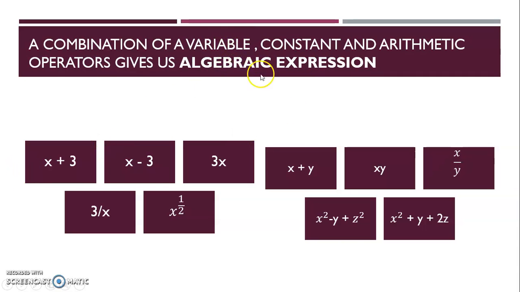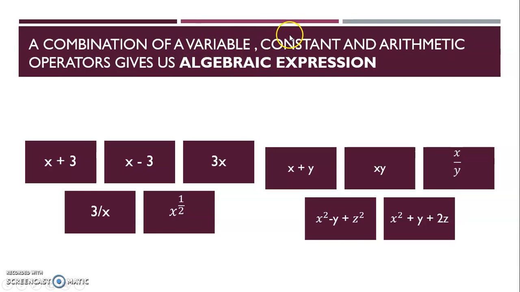So this combination can have more than one variable. It can have only variables. It can have only constants. अगर आप 3 यहाँ लिखते तो that is also an algebraic expression. If you write x alone, that is also an algebraic expression.